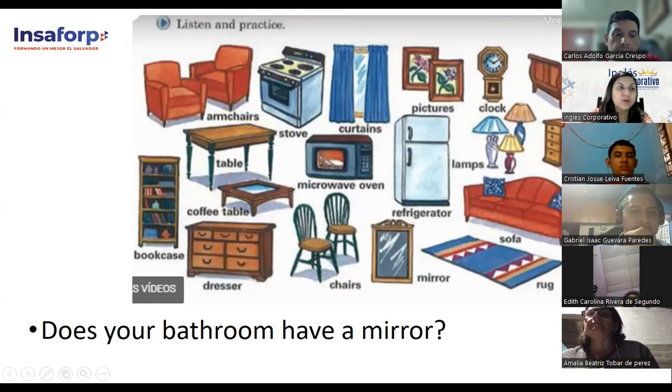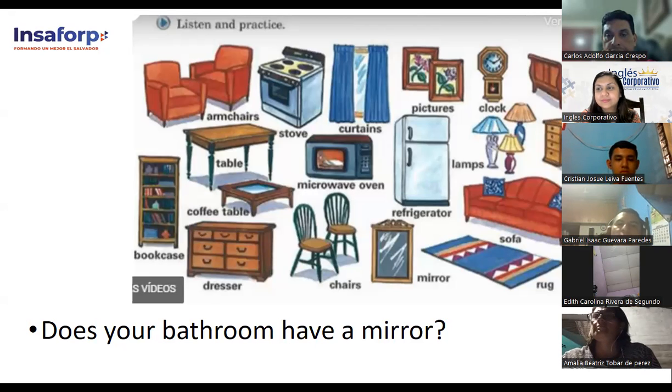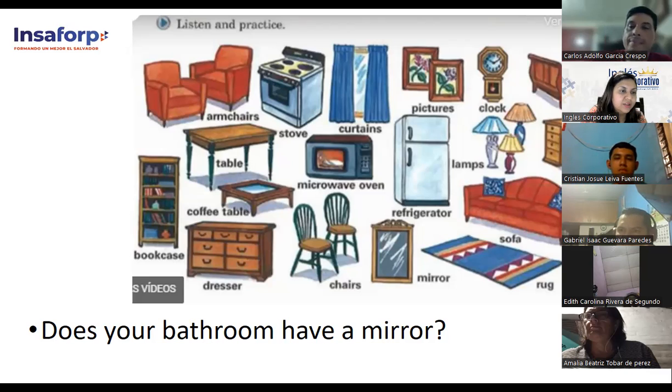Okay, I need you to make questions like that, okay? In the chat, you're going to make questions similar about the house and the objects in the house. For example, does your living room have pictures? Okay, write similar questions about the house or apartments. Does your house have a garden? It does.